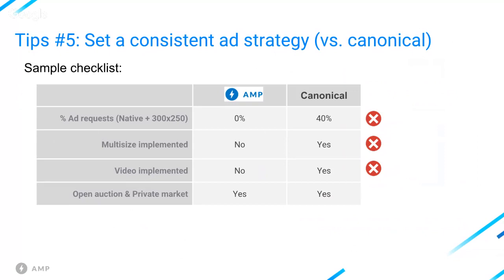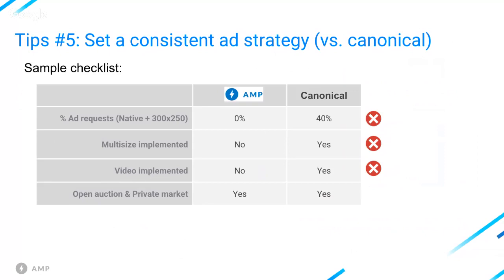For example, this publisher is a DFP and AdX user. The partner is completing some of their inventory with 300 times 250 display banner with native. They also implement multi-size, and they also implement video ads. So when the partner implemented AMP, he told me that he was shocked that the revenue on AMP was not performing as well as Canonical.